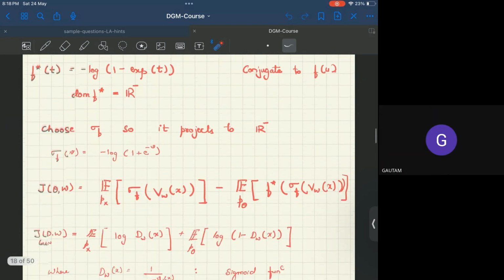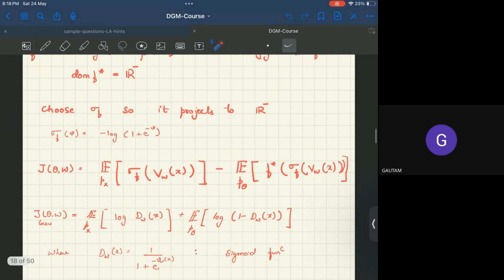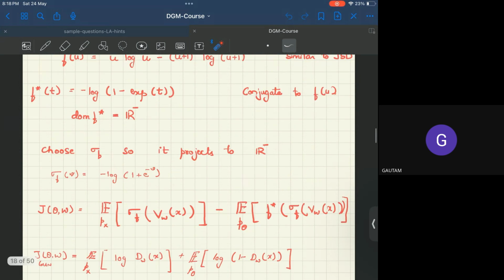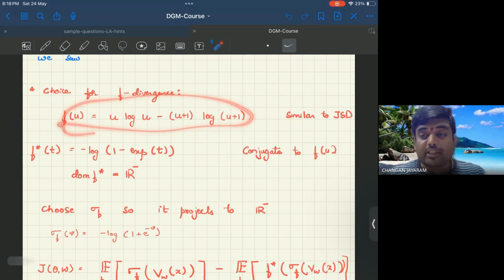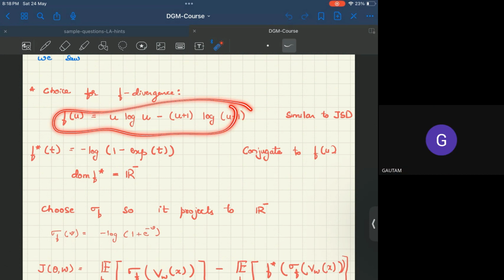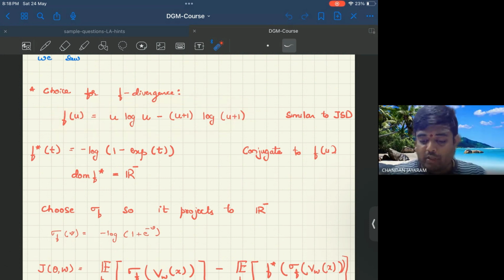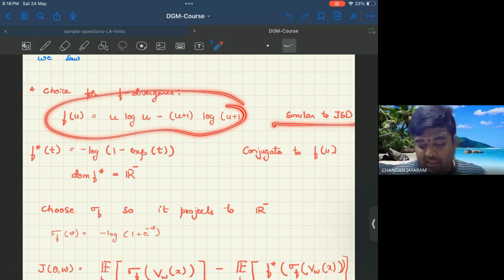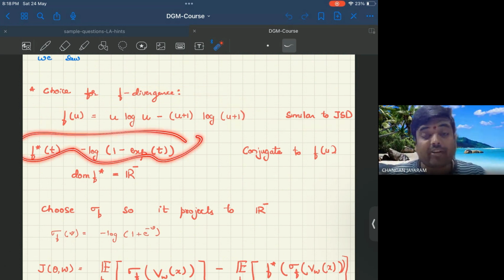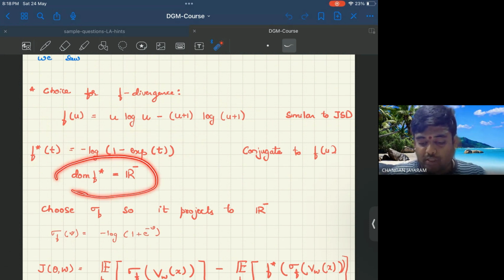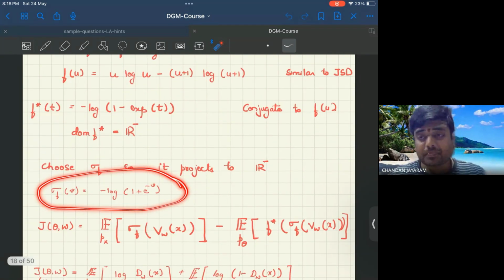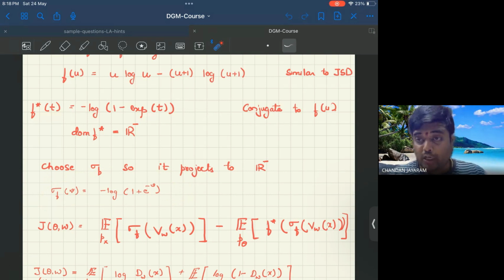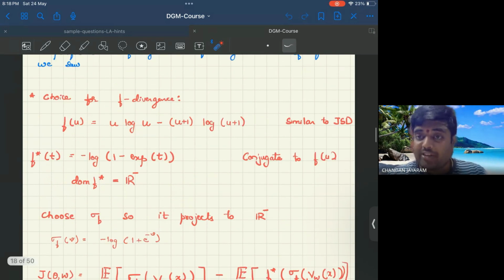So in the GAN, further it is given that the domain of F star is R minus. In this case, because of the F that you have considered, the choice of F divergence is this. Because of which we know that if this is the Jensen-Shannon divergence, now what should be the F star? Then we have to use the activation function which is specific to that divergence under consideration.